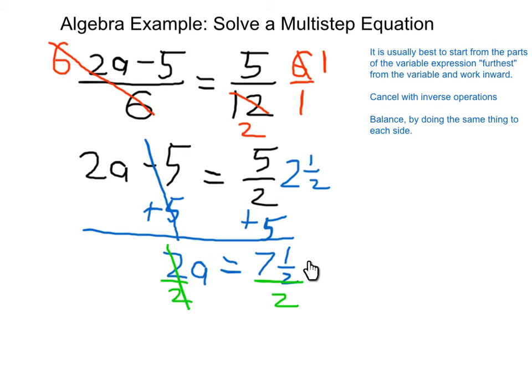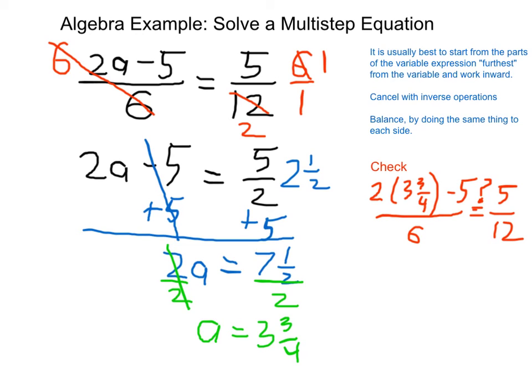But still, it's not that hard to divide 7.5 by 2. 7.5 divided by 2 is 3 3/4. Therefore, a is going to be equal to 3 3/4. So we're claiming here that 2 times 3 3/4 minus 5, divided by 6, is going to be equal to 5/12. I'm just going to do a quick check over here.